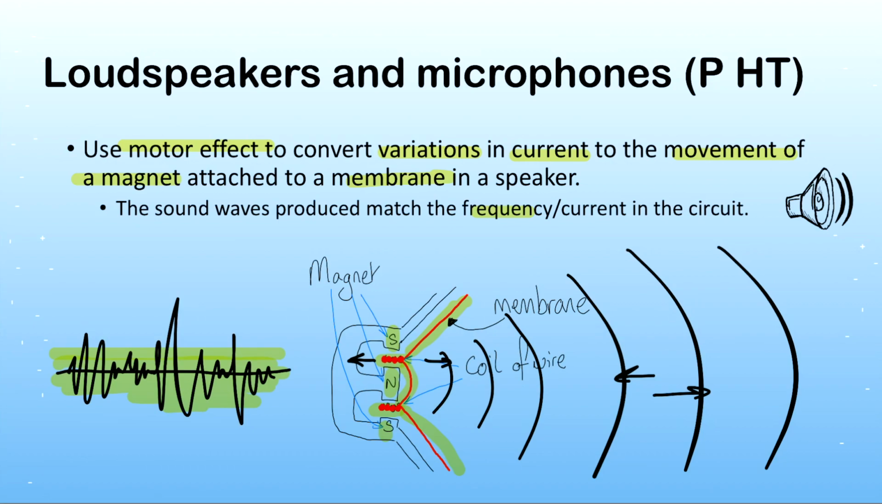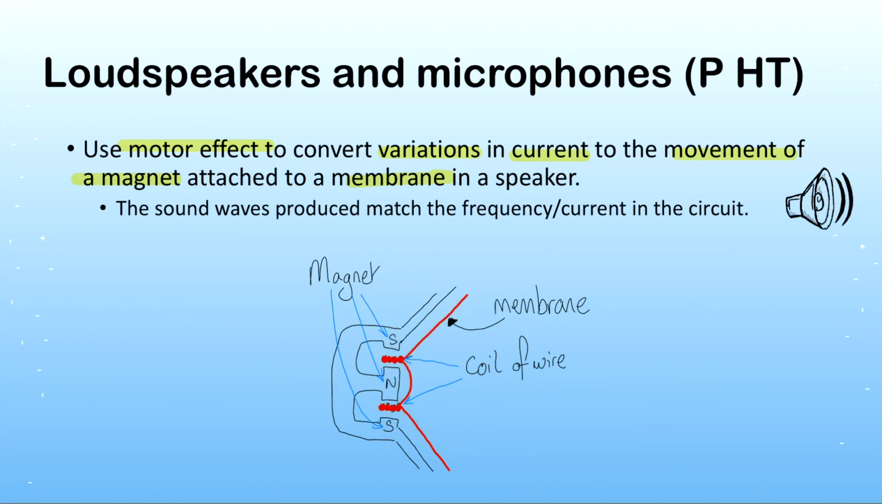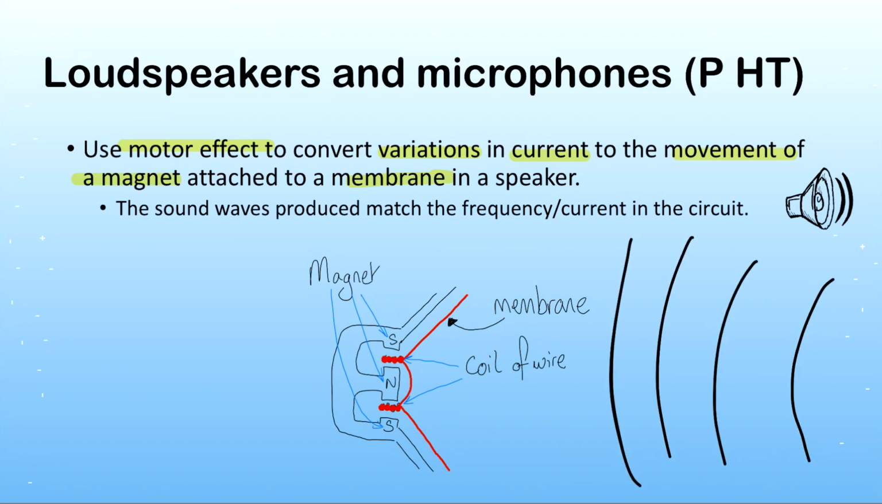And a microphone works in the opposite way. So if we go back and remove all of these, a microphone will have sound waves coming in. These sound waves will carry a certain frequency and a certain amount of amplitude, so that's the loudness, which will cause this coil of wire and the membrane to move in and then spring back out again at a certain frequency and a certain amplitude.